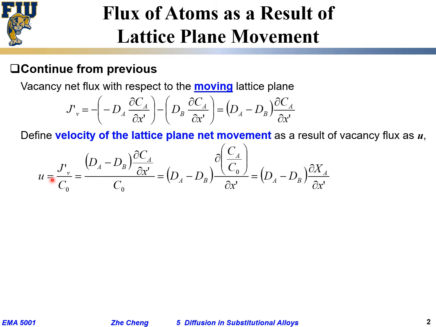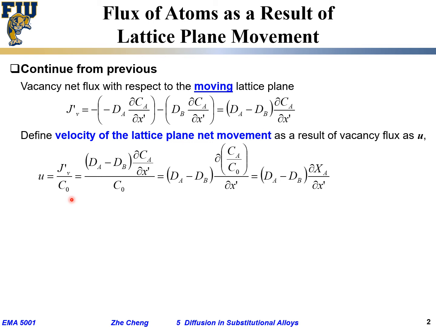Okay. And then we are going to have this relationship. U, how fast does it move? It's related to JV prime and C0. What is C0? The total number density. How many total atoms per unit volume? And the JV prime is the net flux of V, for vacancy, with respect to that moving interface, and velocity are related together by this relationship. Let's just check the unit. What's the unit of velocity?